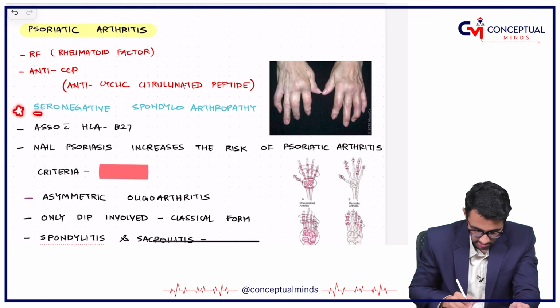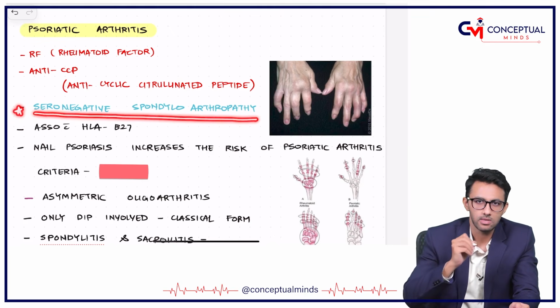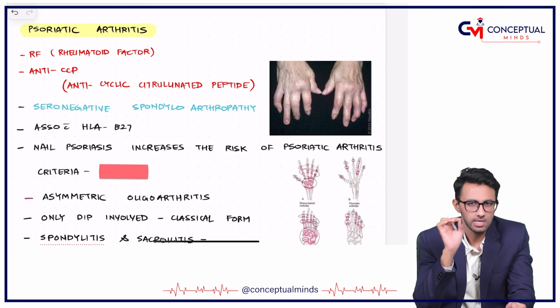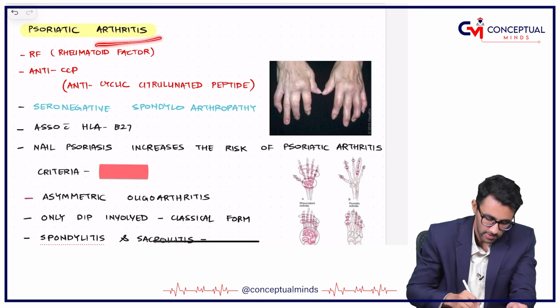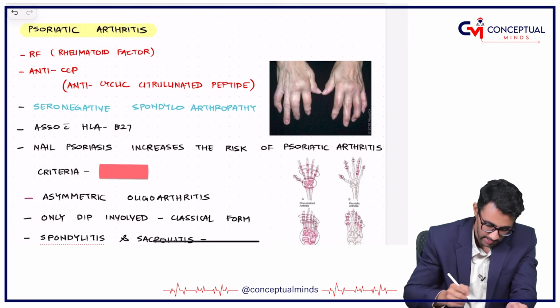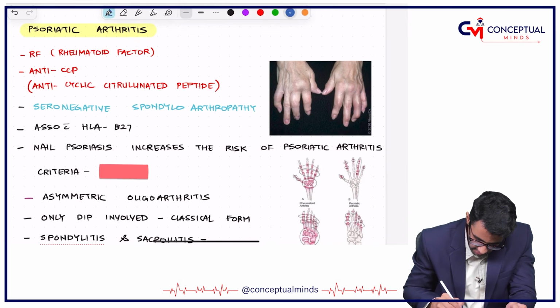So psoriatic arthritis, ladies and gentlemen, first, I would like to take up the third point here, that is seronegative spondyloarthropathy. What is this? It's such a long word. What does it mean? It means that the rheumatoid factor and anti-CCP are absent. They are not positive in this patient. Even though we are using the word arthritis, it does not mean that the rheumatoid factor and anti-CCP are positive. They are negative. Please mind this. This is a very important point.